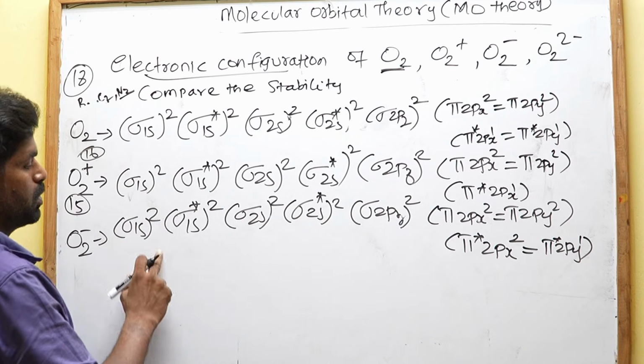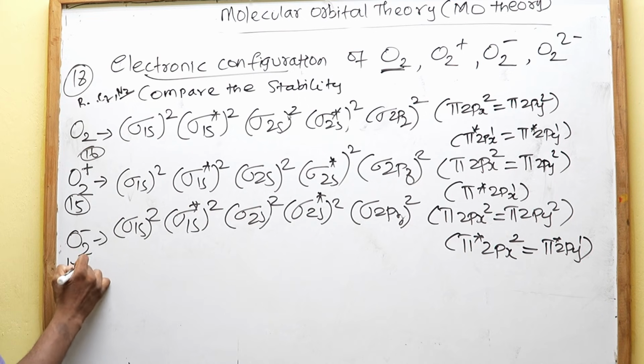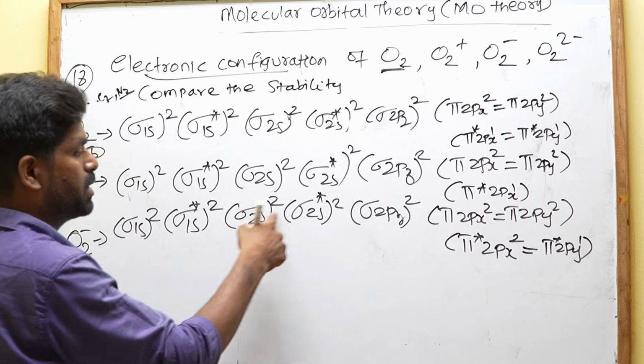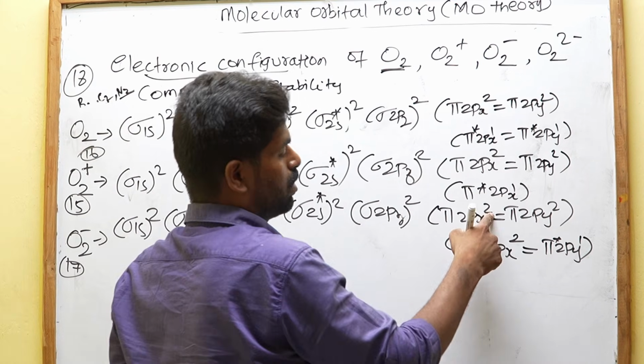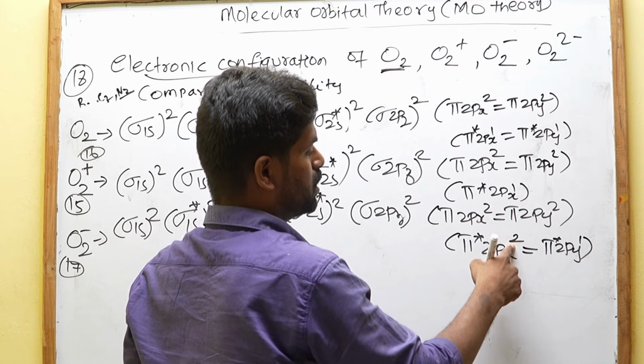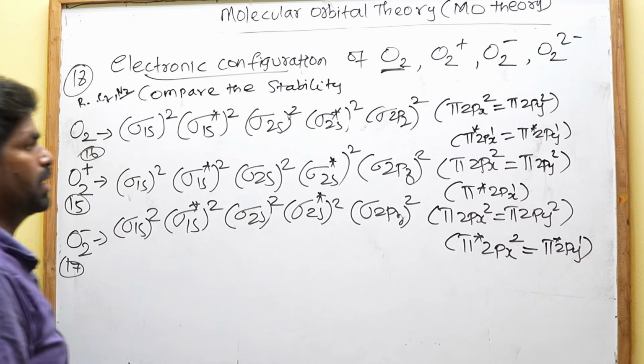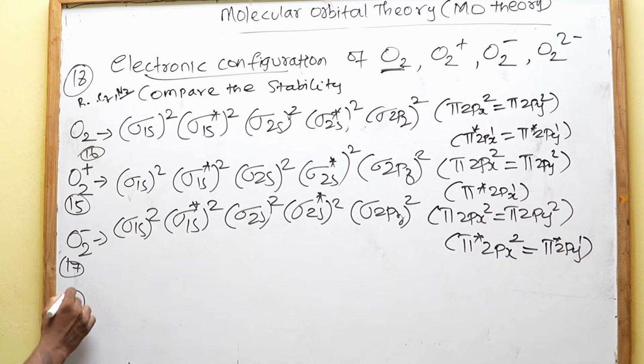This is 17 electron species: 2, 4, 6, 8, 10, 12, 14, 16 and 17. Next, 18 electron species, O2 2 minus. This is an 18 electron species.